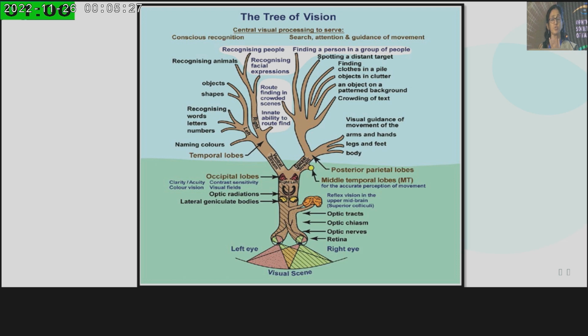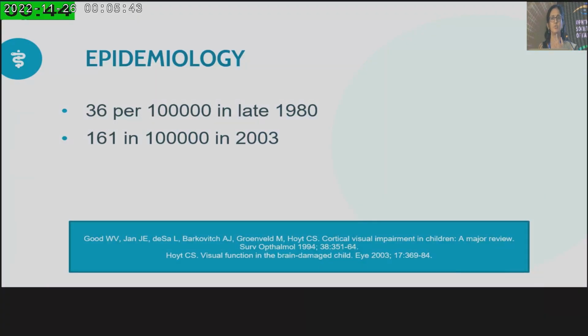So this is a beautiful pictorial representation by Dr. Gurdon, that in the tree of vision, where everything is beautifully pictured, from the occipital cortex to different aspects of processing of vision. And you come to the epidemiology, the incidence of CVI is 36 per 1 lakh in the late 1980s, and now it has increased to 161 in 1 lakh in 2003 as per the records. In our country also, it is increasing.